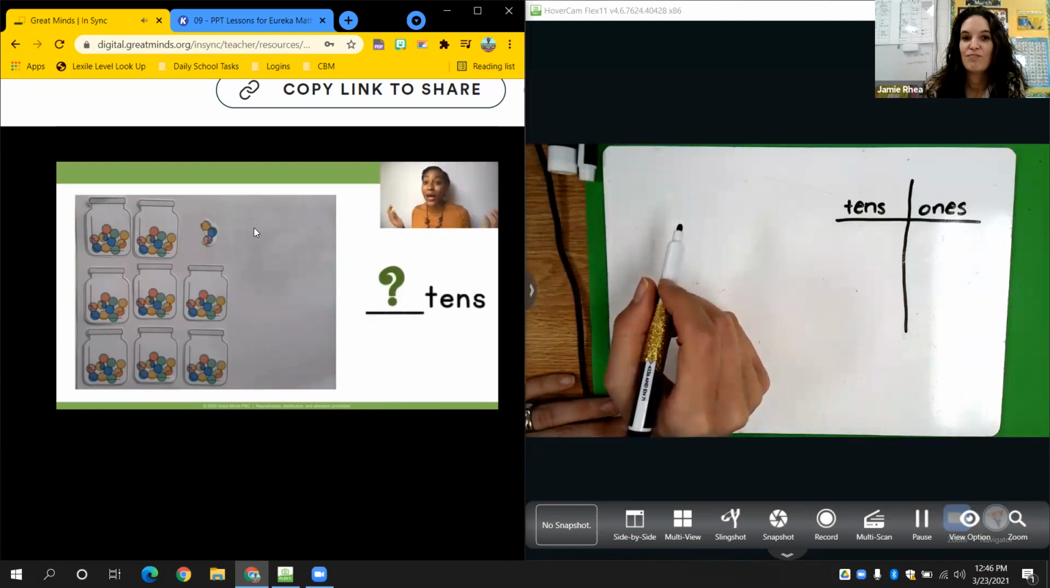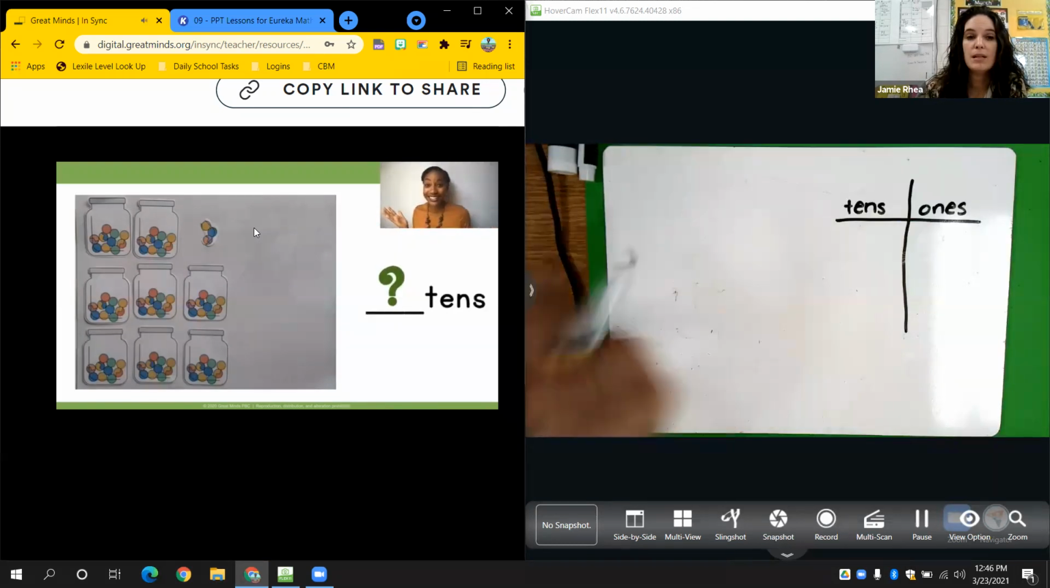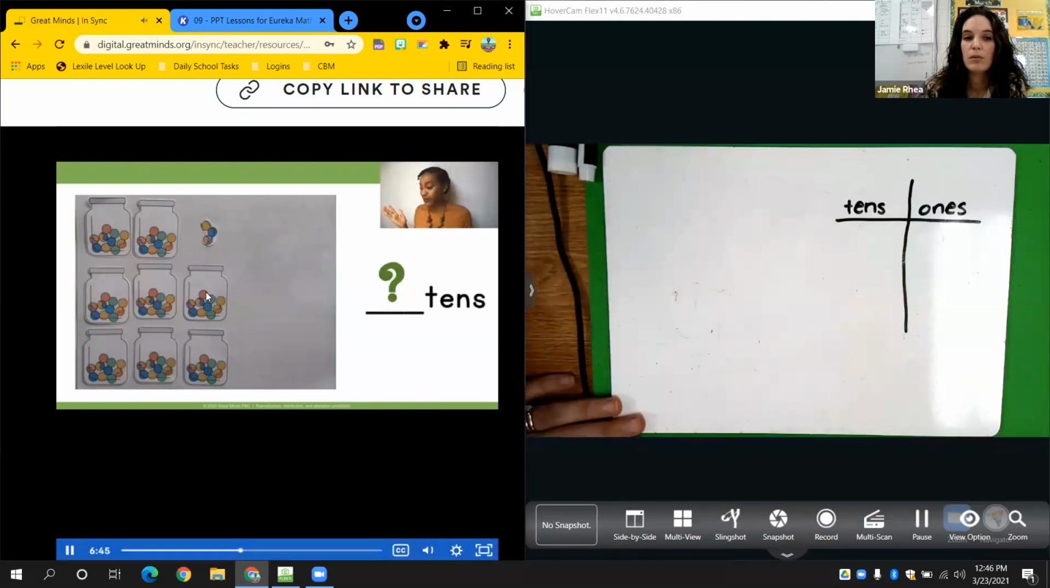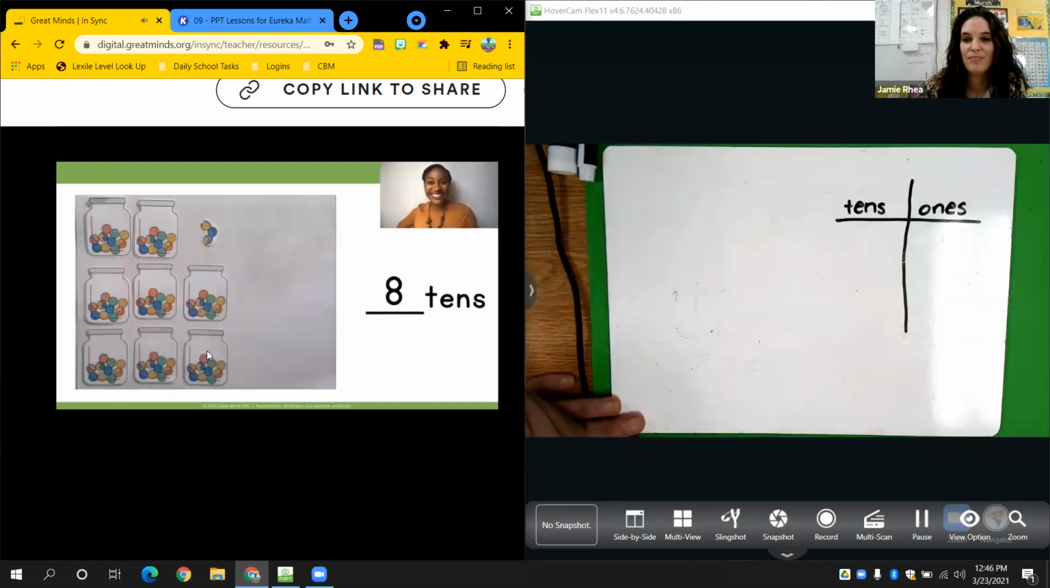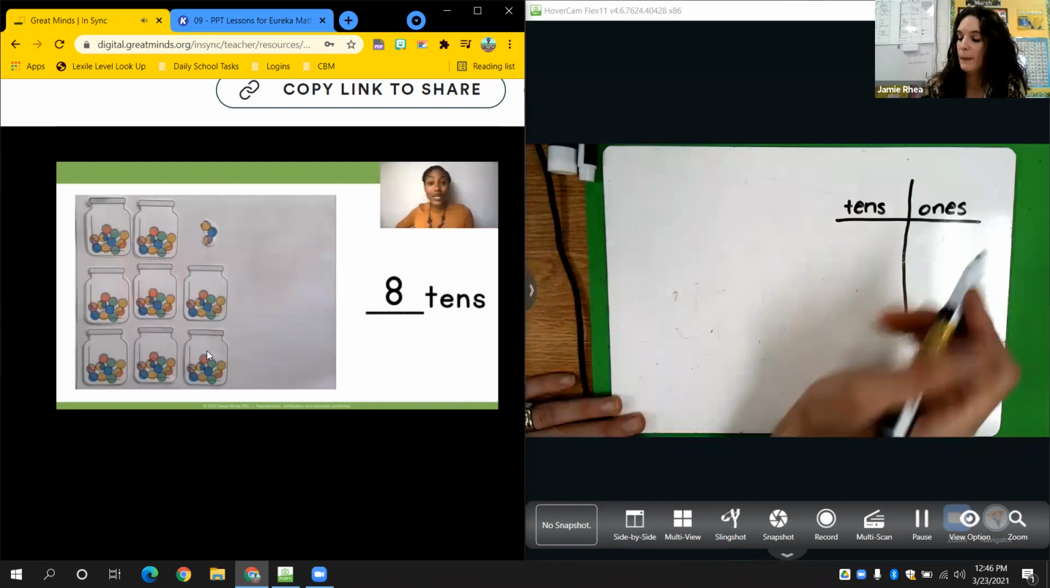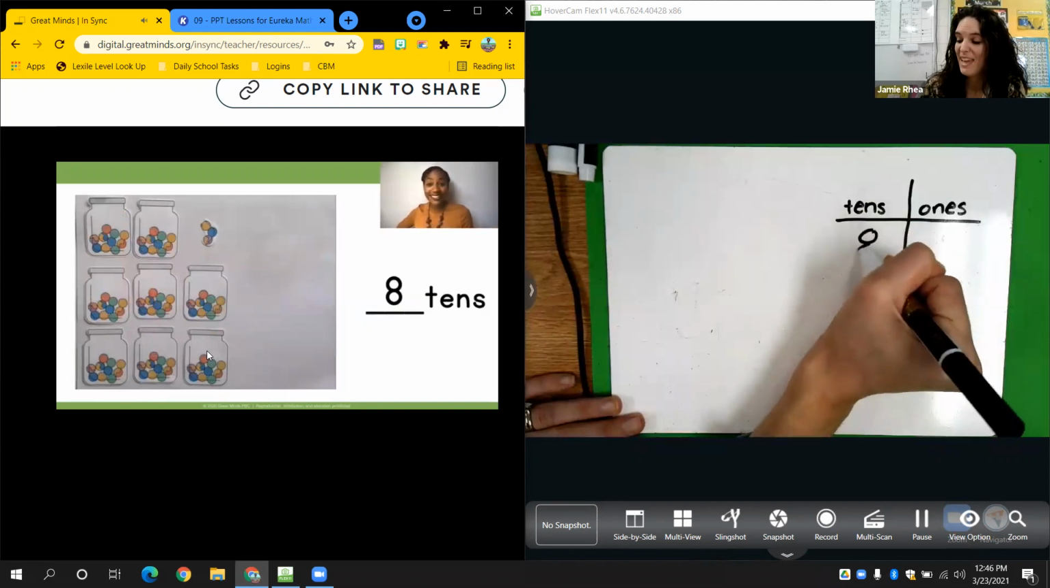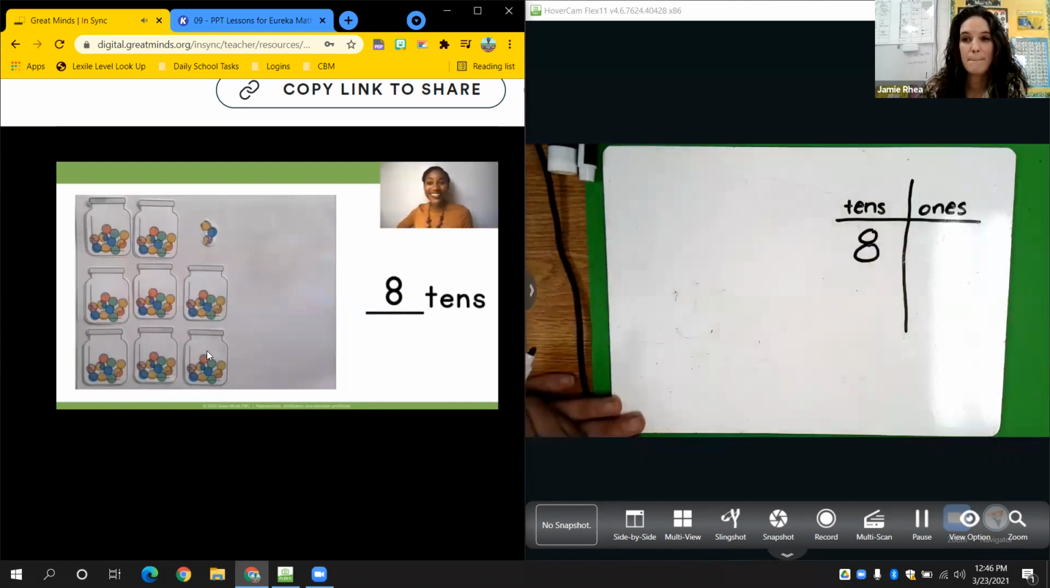Mathematician, how many tens do you see? Ooh, how many tens did we count? You could have seen it as 6 and 2. You could have seen it as 3, 3, and 2. Either way, we see that there are 8 tens. 2, 4, 6, 8. 8 tens. We can put that here. And mathematician, what is the value of 8 tens? It's 80. That's right, 80.